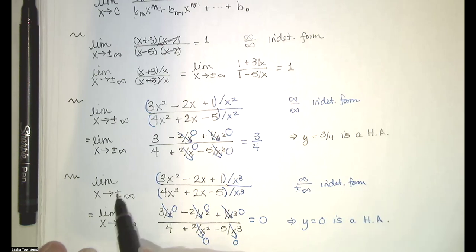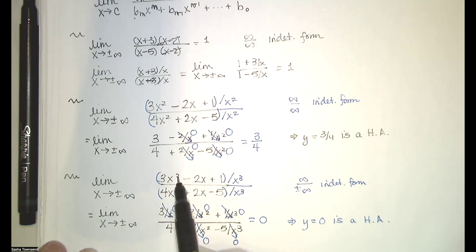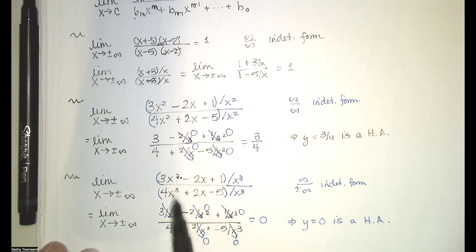Because as x goes to positive infinity, this term dominates these other terms. So we're going to have something that's very, very large. So we're going to have infinity over infinity.